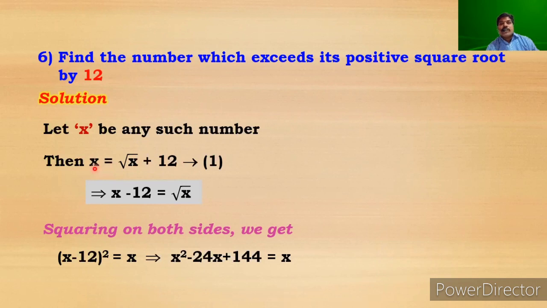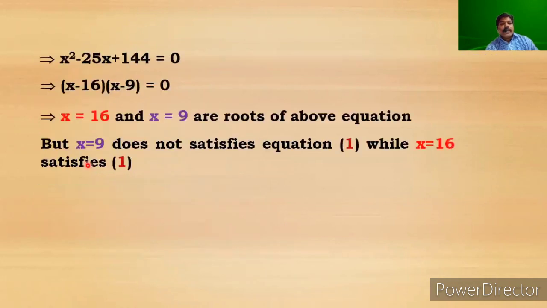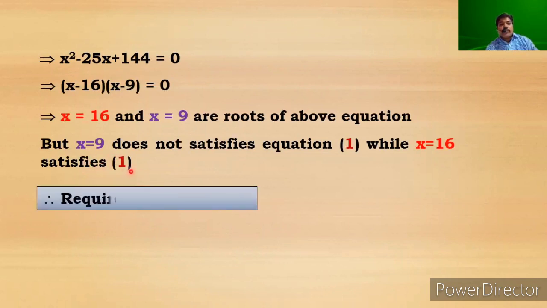So just substitute x is equal to 16. So 16 is equal to root 16, which is 4, plus 12. 4 plus 12 is 16. 16 is equal to 16. So it satisfies. So what we can declare here is that x is equal to 16 satisfies equation 1. So we can declare that the required number is 16. Okay, students.